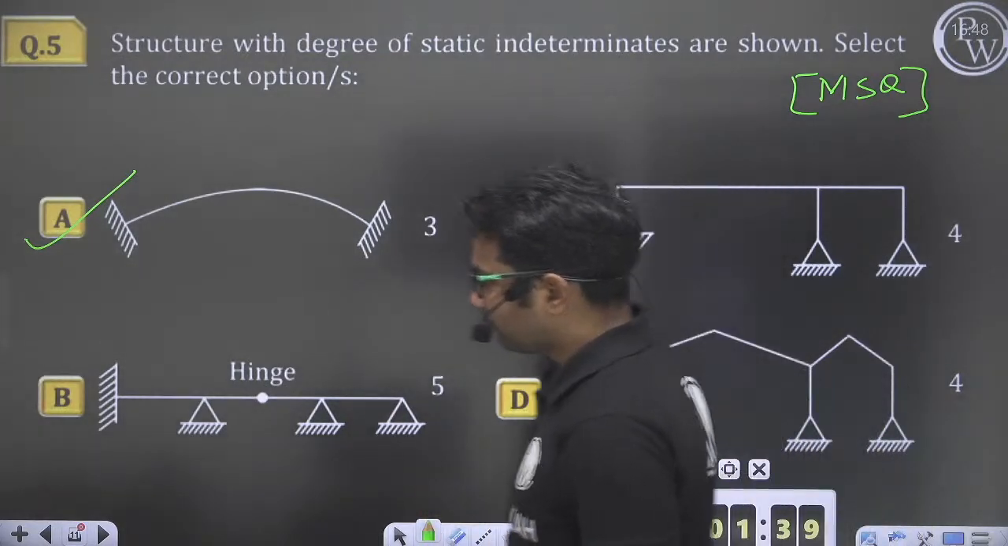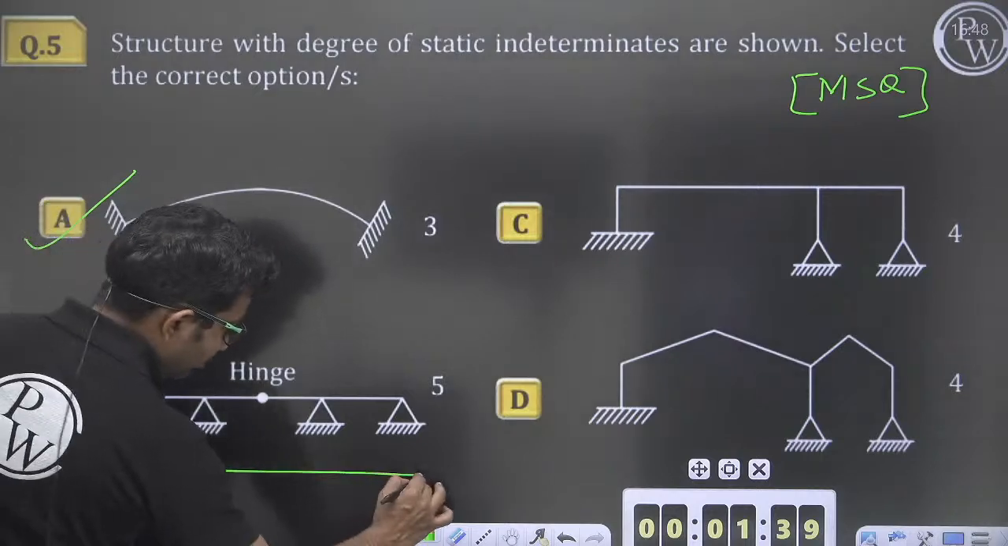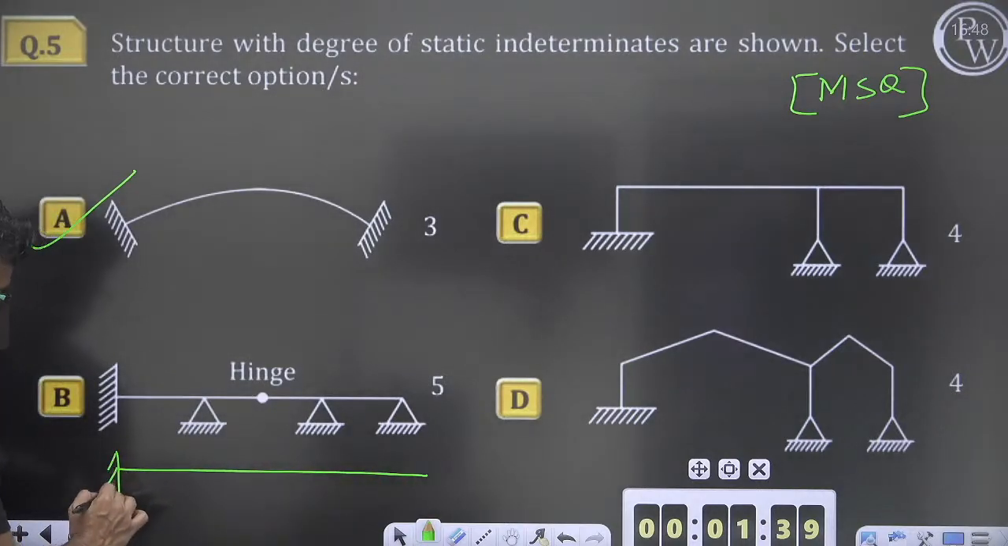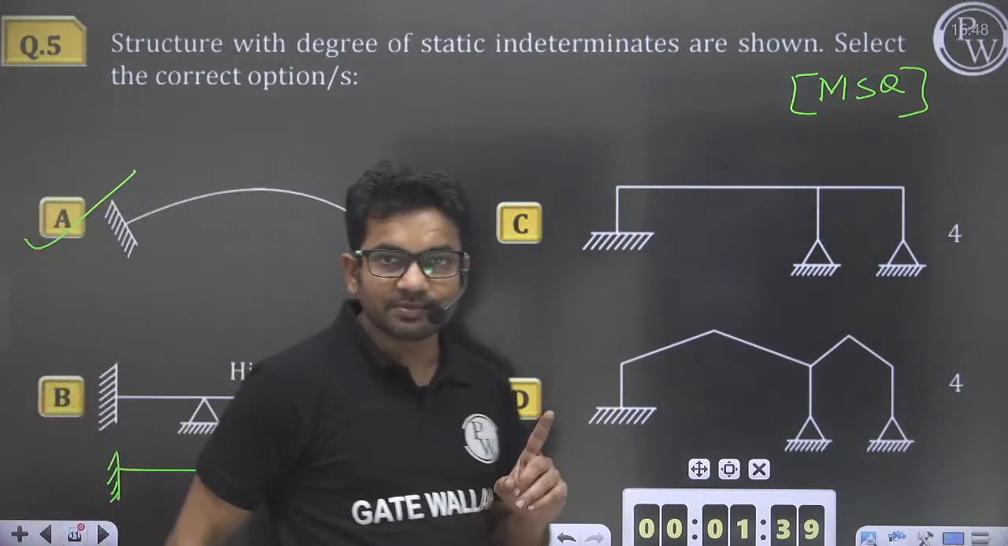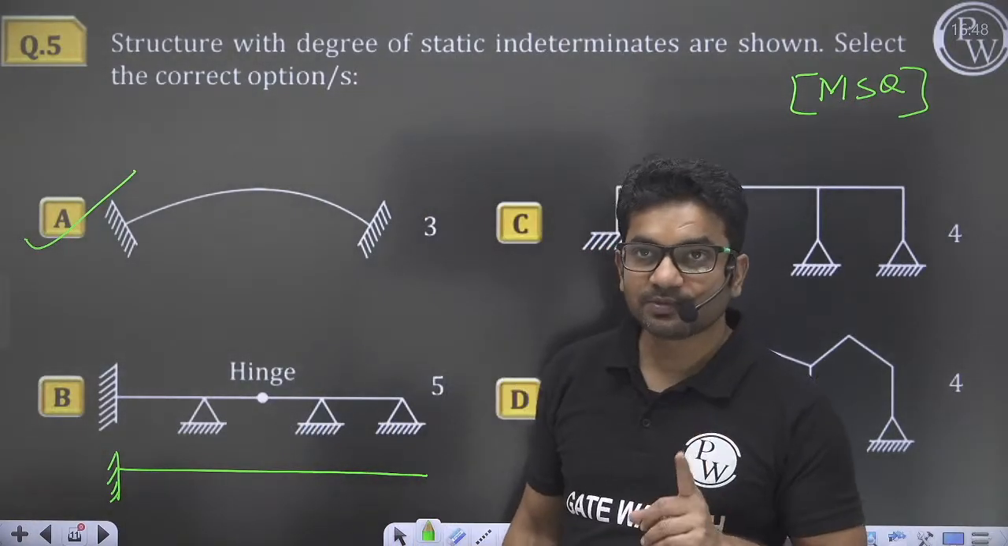Now let's move on to the next question. So we can, by a short trick method, convert this into a cantilever. In this cantilever beam, what is the degree of static indeterminacy? Zero. Degree of static indeterminacy is 0.